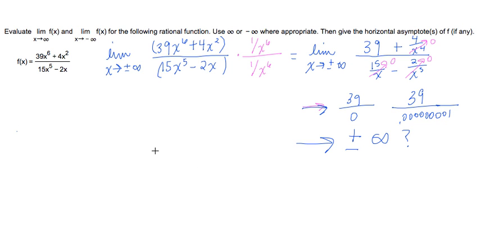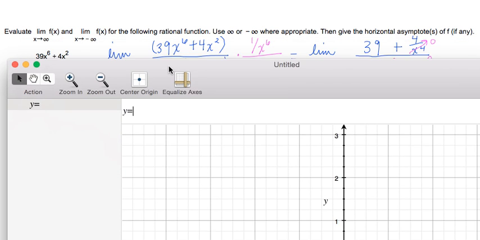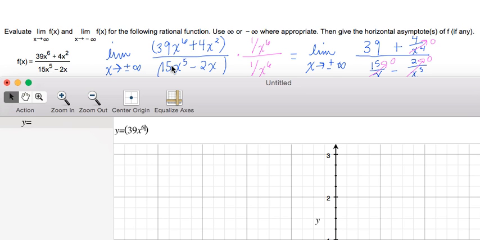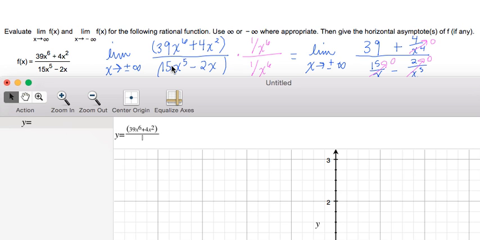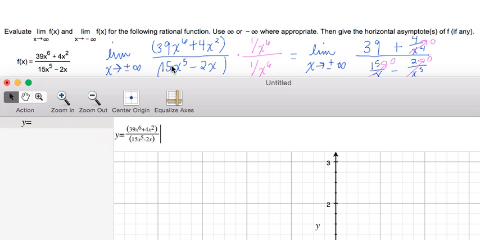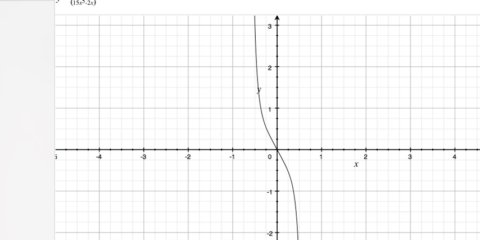So to figure that out, you either need to make a table of values or look at the graph. Either way is going to be fine for a problem like this. So I'm going to graph it. Well, really remember we have two separate limits. Okay, we're going to graph y equals 39x to the 6th plus 4x squared all divided by 15x to the 5th minus 2x. Okay, so there's the middle part. I'm going to have to zoom out.